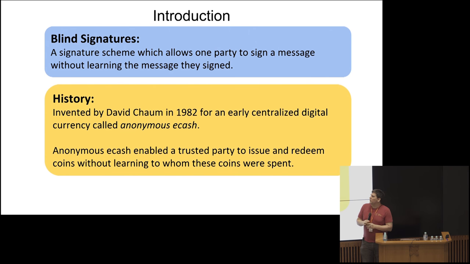So what are blind signatures? Well, a very informal definition of blind signatures is a signature scheme which allows one party to sign a message without learning what that message is. And if you think about this, this is very strange.